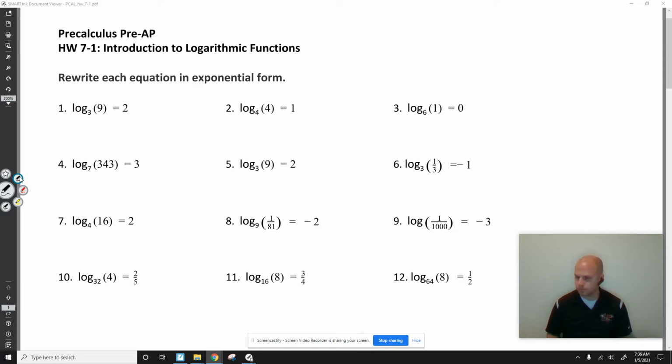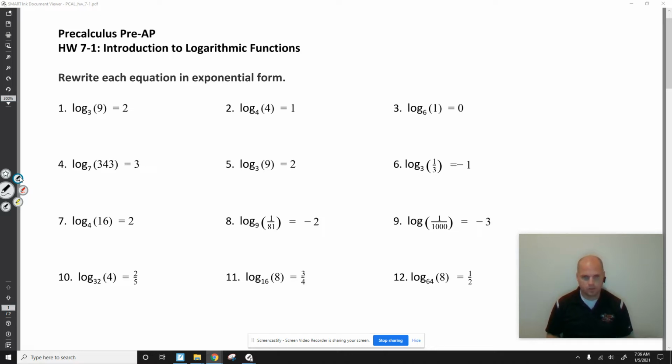We'll get started with our first homework on logarithms. You were introduced to logarithms last year in Algebra 2, but I'm not sure how well you learned it, so that's why we're reviewing the basics before we get into more complicated use of logarithms to solve more complicated equations.